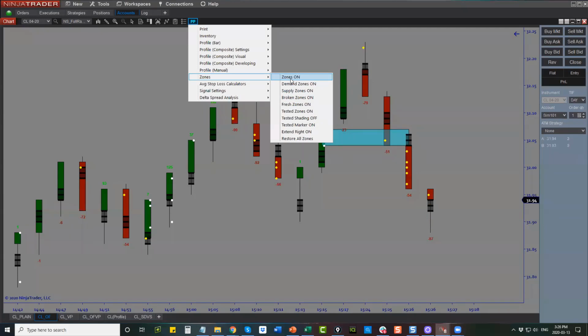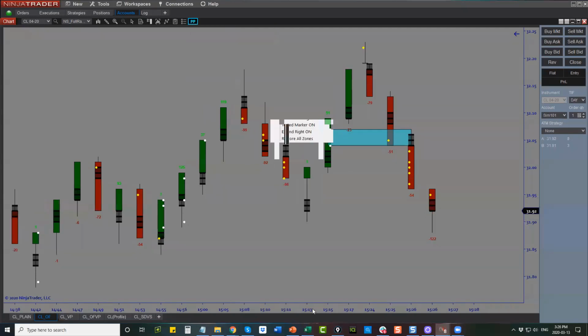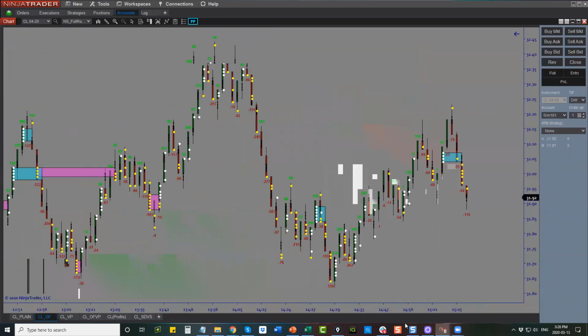Now, like I said, we're not here to trade every single level of imbalance. We're here to understand what the order flow is telling us. Let's go in here and take a look at some other examples, okay?